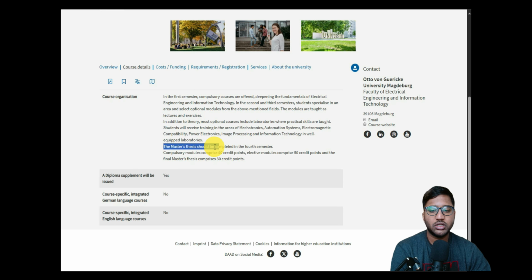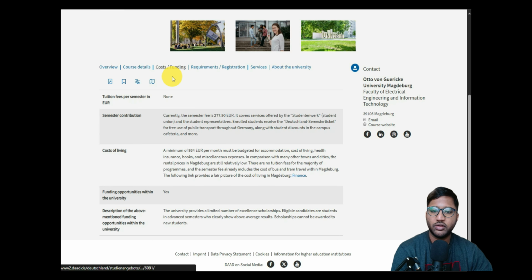Then in the fourth semester, it's straightforward. You have to do your master thesis. Compulsory modules will comprise 40 credit points, so everybody has to do these 40 credit points irrespective of your specialization. Then elective modules will comprise 50 points, and the final master thesis is 30 points. So altogether it comes up to 120 credit points, which will be for two years, 30 credit points every semester.